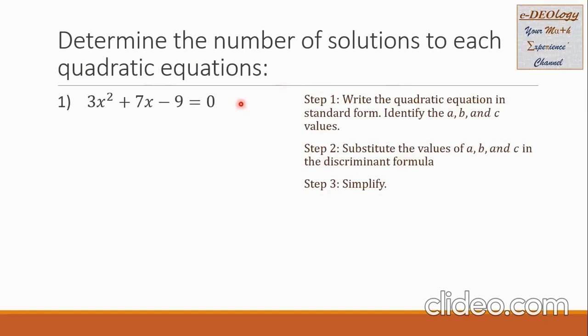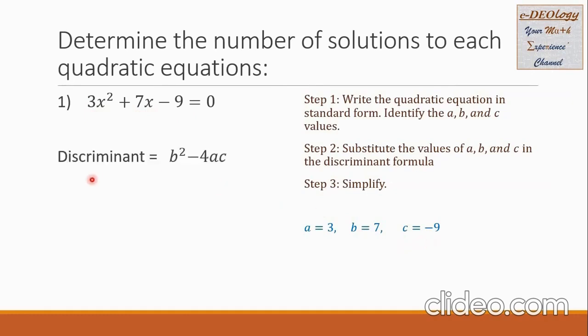Then we will identify the a, b, and c values. The a is the coefficient of x squared, and that is 3. The b is the coefficient of x, that is positive 7. And the c is the constant, it is negative 9.